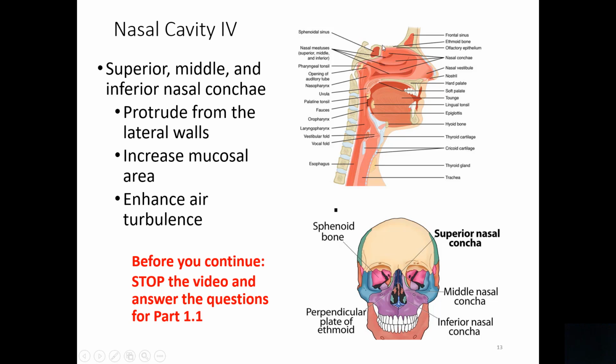So inside of the nasal cavity, to increase the surface so we could clean and warm our air better, we have three structures. They are called nasal conchae: here is the superior nasal concha, the middle and the inferior. If you look at that picture of the skull, this would be superior, middle, and inferior, and they are attached to the lateral sides of the nasal cavity.